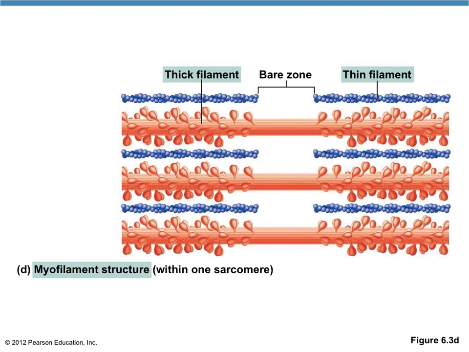So here we've zoomed in a little bit and you can see that bare zone a little bit better. So again, the thin filaments are represented here in blue, and the thick filaments are represented here in red. And remember, those are the actin and myosin filaments. And then that bare zone is where the actin is not present when a muscle is relaxed. When the muscle contracts, those two actin filaments move towards each other, and that shortens the muscle.